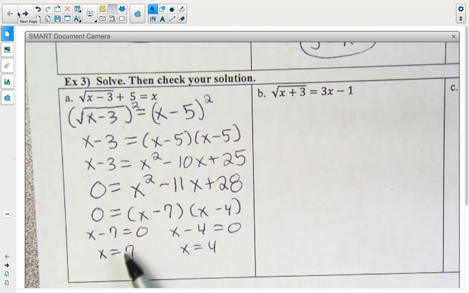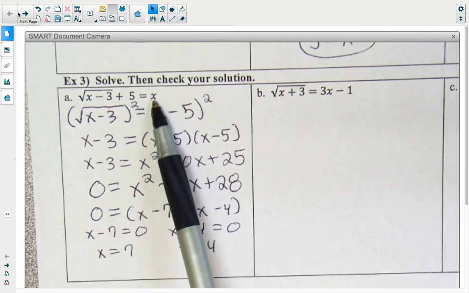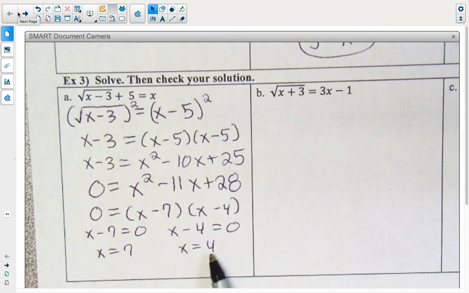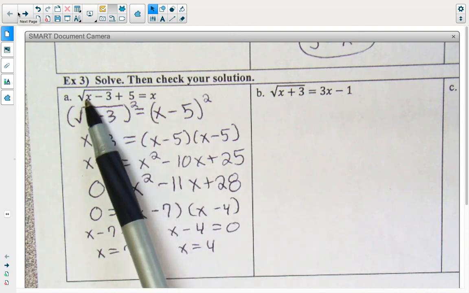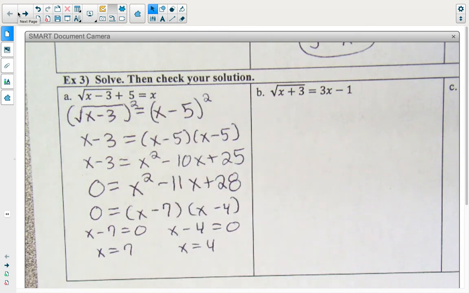You would take 7, substitute it in here, work it out, and see if it gives you 7 because that's what x is. Take 4. Substitute 4 in here and see if it gives you 4 back. Absolutely, you can use Desmos. The only one that works when you substitute it back in is the number 7. That's the only one that works.